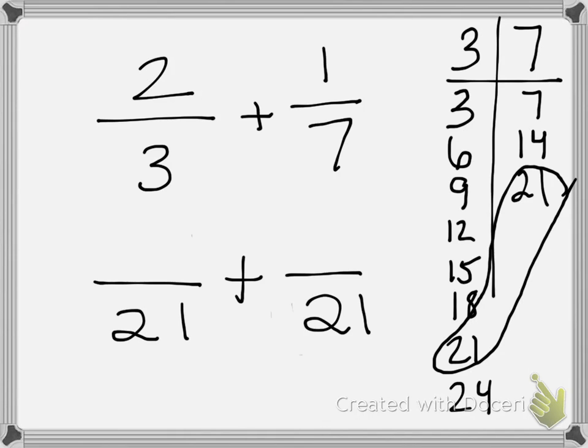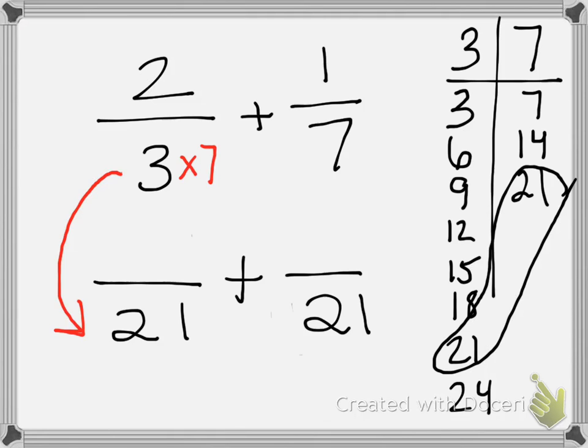Now here's where we have to think a little bit. I'm going to change color so you can see. I have to decide, because these have to be equivalent fractions, how did I go from 3 to 21? What did I have to do to that 3 to make it 21? And I had to multiply it by 7, because 3 times 7 is 21.